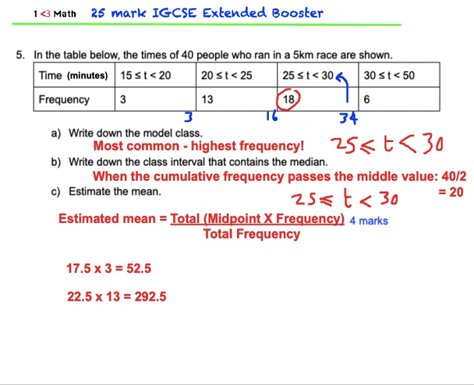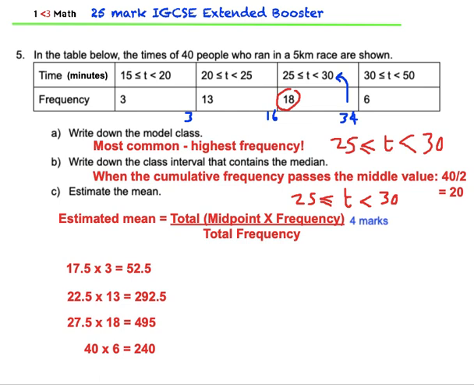The next calculation that we're going to do is 22.5 times 13, which is 292.5. The next midpoint is 27.5, so we're going to do 27.5 times 18, 495. And the final midpoint is 40, because obviously 30 add 50 is 80, divided by 2 is 40. We're going to multiply that by 6 and we get 240.